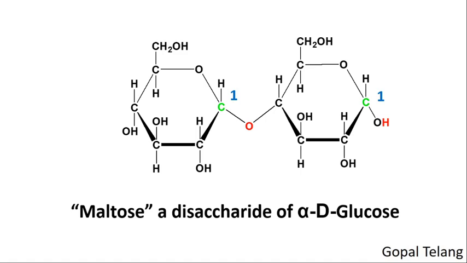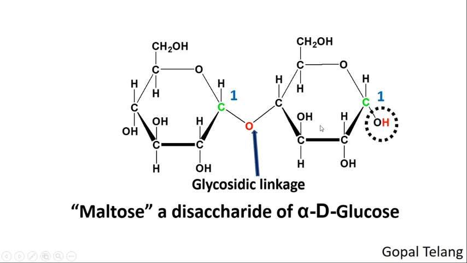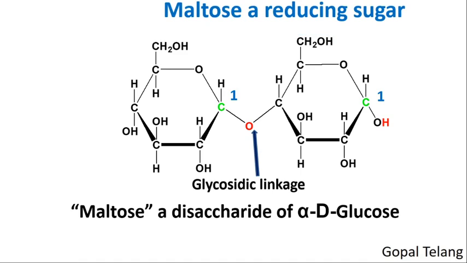So apply this knowledge to maltose. In maltose, the first ring carbon is engaged in glycosidic linkage, and therefore the first ring will not open. But the second ring has the free hemiacetal group, with the hydrogen represented by a red color, and therefore when maltose is treated with Tollens reagent or Fehling's solution it will give a positive test, and therefore we say maltose is a reducing sugar due to the second ring.